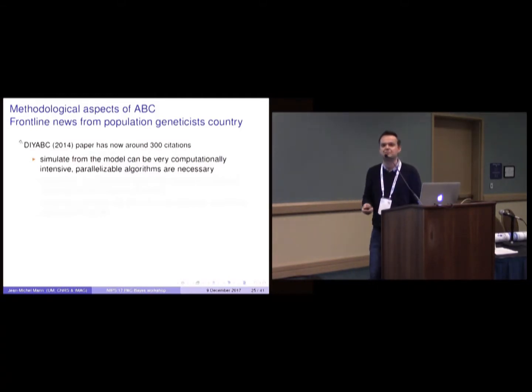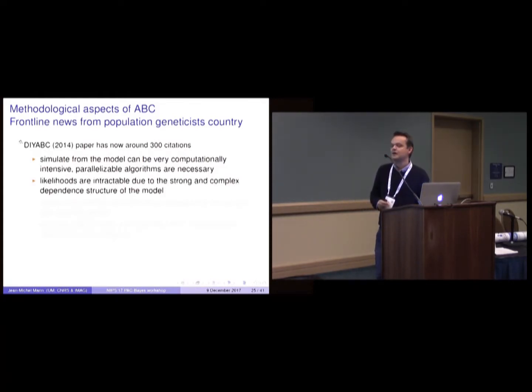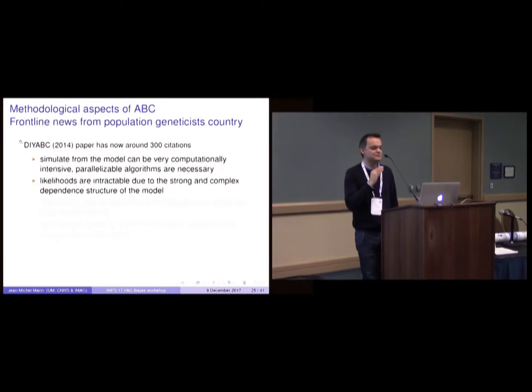Okay, that's the first point. For this class of population genetics models, you need to design an algorithm which can use parallelization in an easy way. Okay, that's the first thing. The second one is that likelihood is intractable due to the strong and complex dependent structure of the model. Okay, and that's a crucial point.